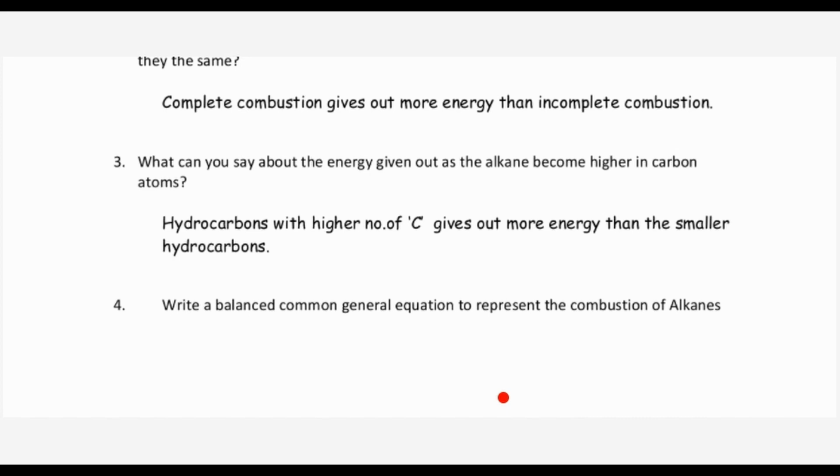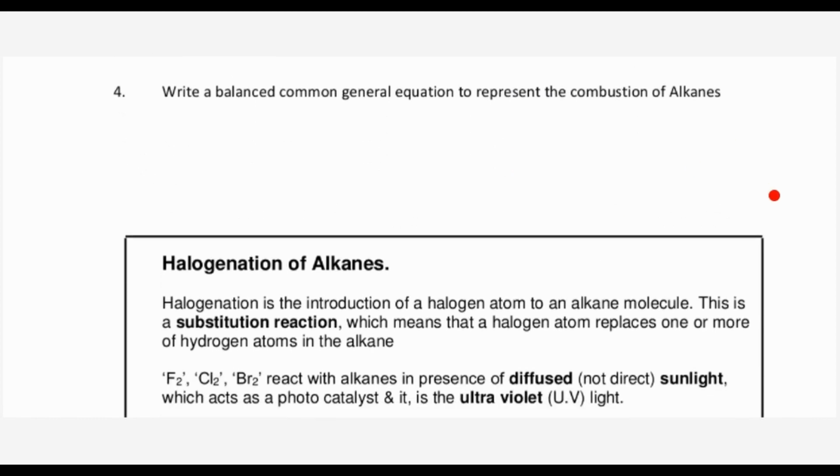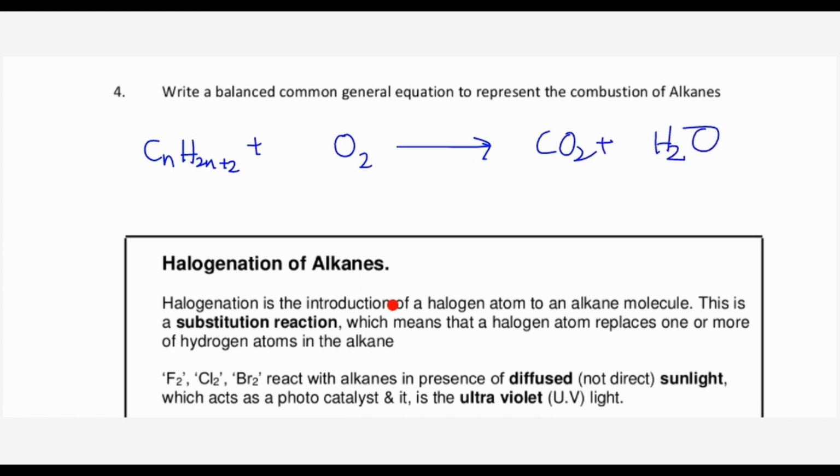So let's write a general equation to represent the combustion of alkanes. As I mentioned last week, the general formula of an alkane is CnH2n+2. The complete combustion produces carbon dioxide plus water. I give you a few seconds. Quickly balance this in terms of n. So that will be a general equation for the combustion of alkanes.